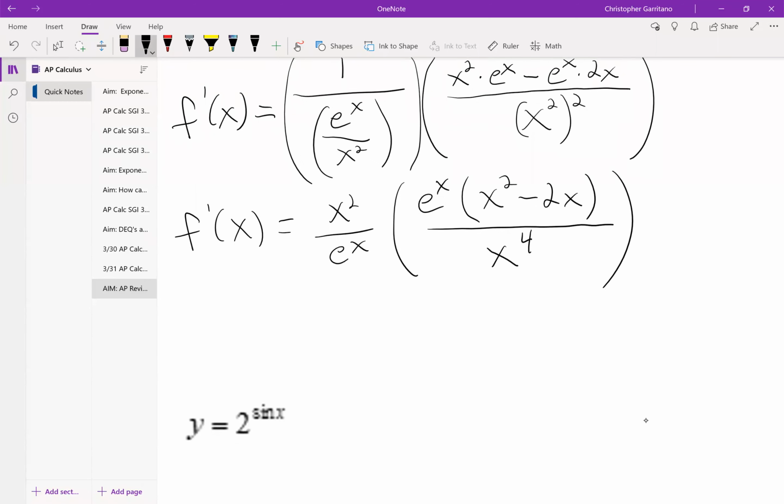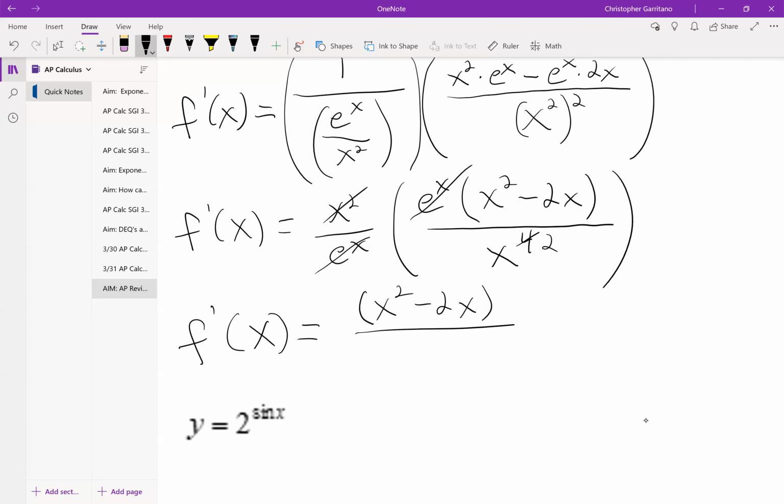Scrolling down a bit. And I'm going to simplify things. So this e to the x cancels with this e to the x. This x squared cancels with, well, some of these values. And finally, my final answer can be written as x squared minus 2x all over x squared. And you could simplify further if you'd like, but we will leave it here for this video's purpose. All right.